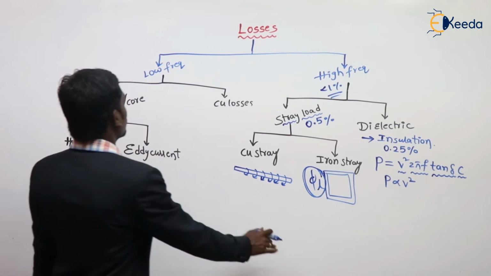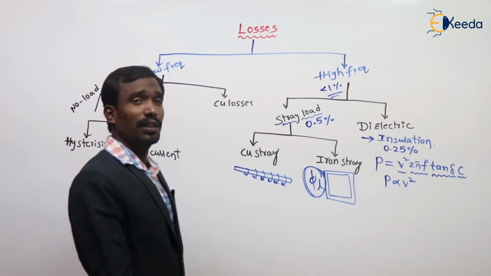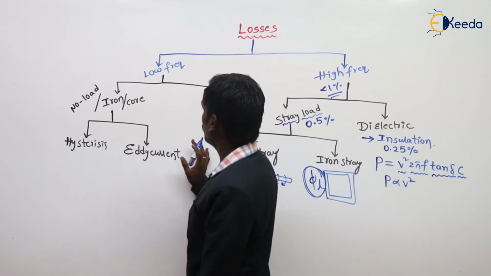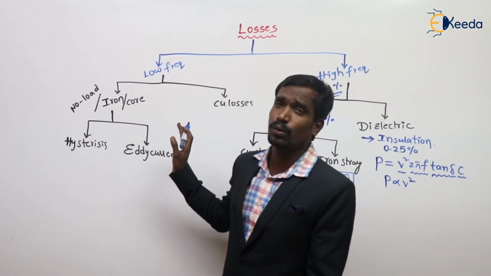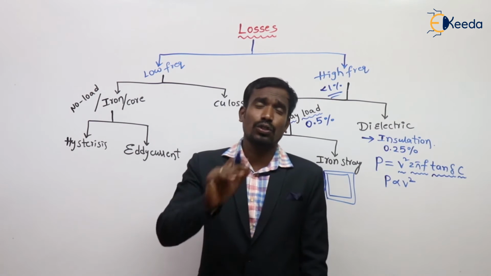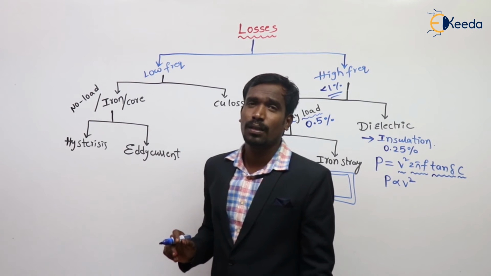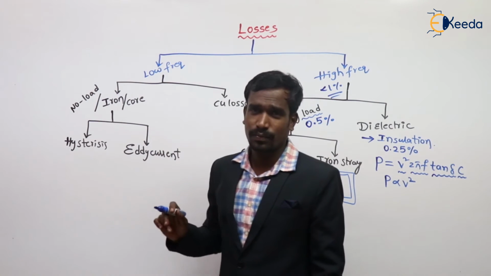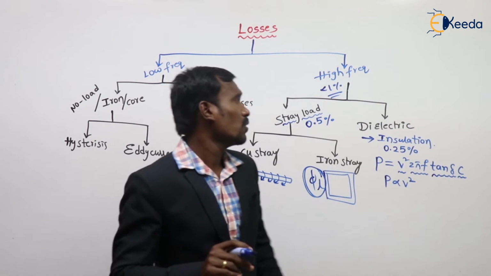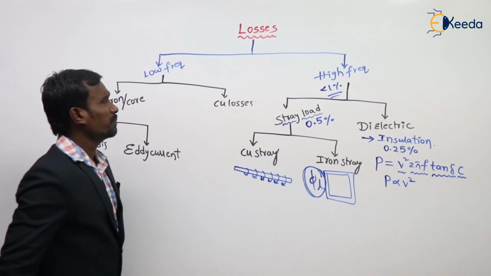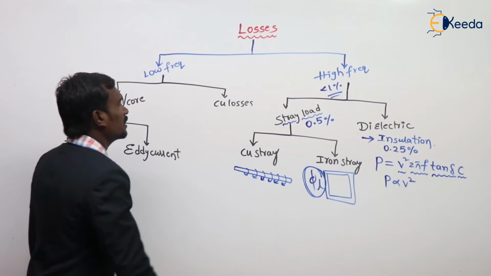Now the major losses are low frequency losses, the normal losses. This is very important for us. Problems are also very important. They will ask questions in our GATE exam based on these losses. Okay, so now here is a simple classification.